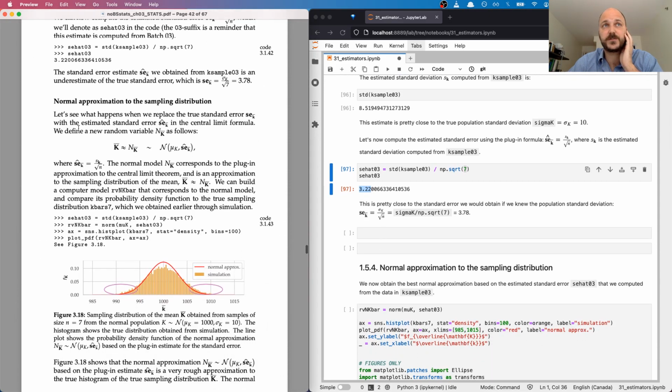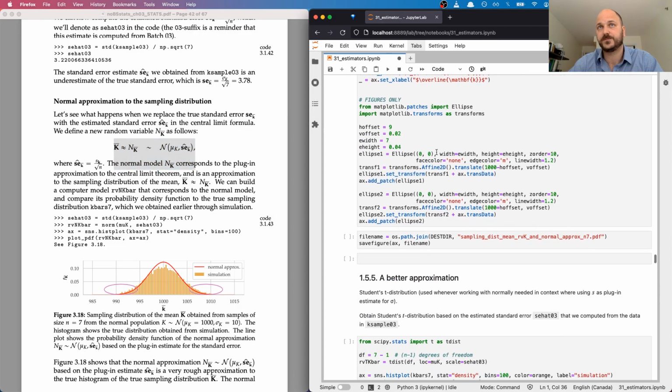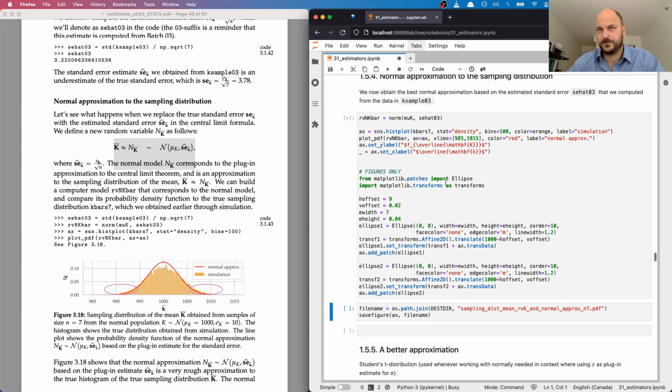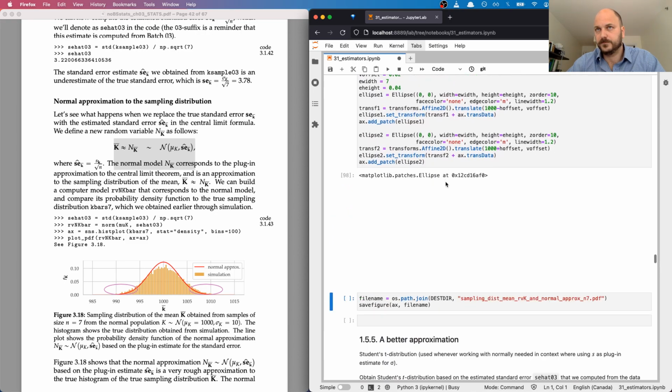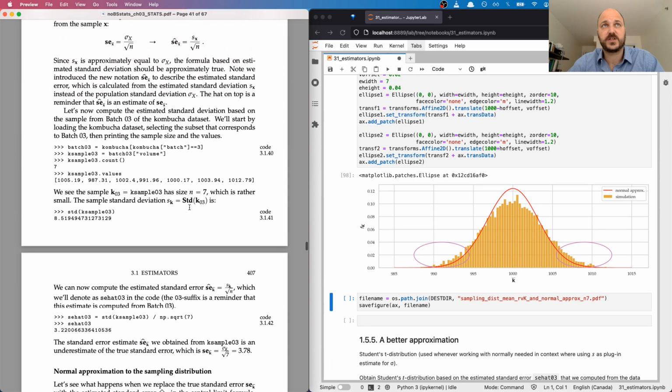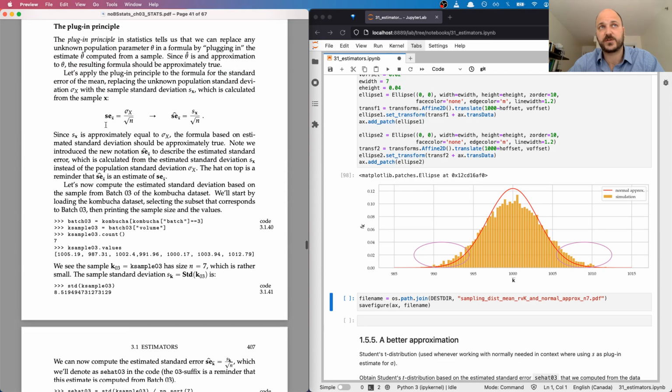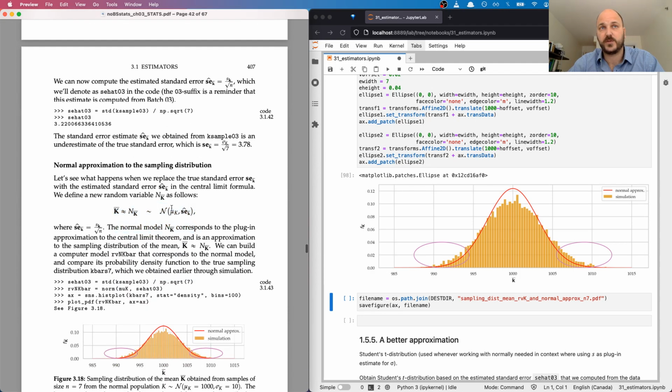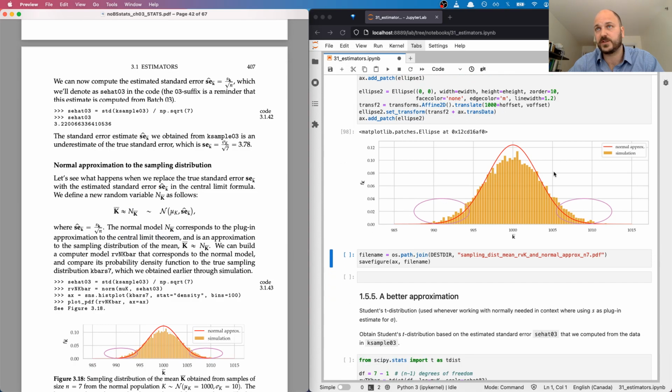So let's build a model for the sample mean based on the normal distribution. That's the red curve here. We took this value. The central limit theorem tells you to use this value. We don't have it, so we use this instead. That's the plug-in principle. And we just plug it into the formula for the normal distribution, and this is what we get.